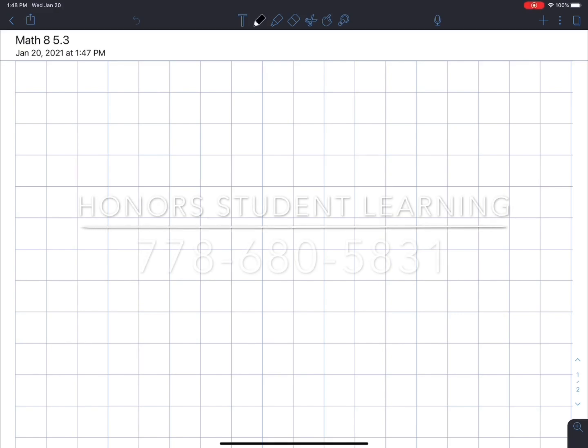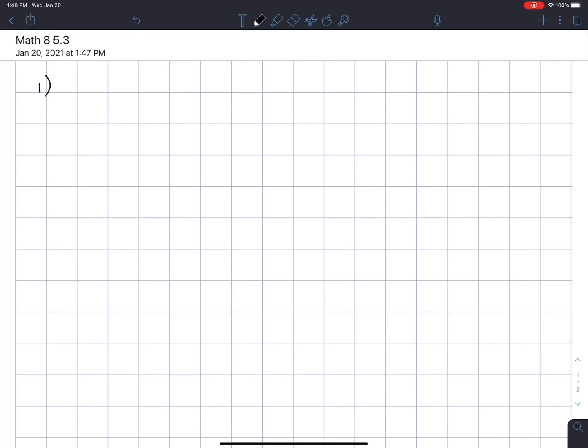Okay, moving on to 5.3. This is question 1. What consists of two expressions separated by an equal sign? An equation. So when there is an equal sign, this becomes an equation.